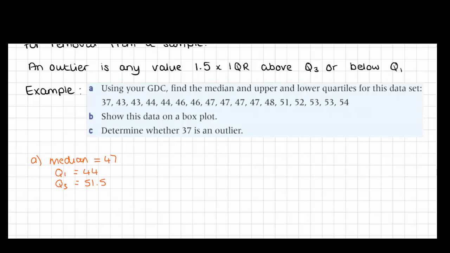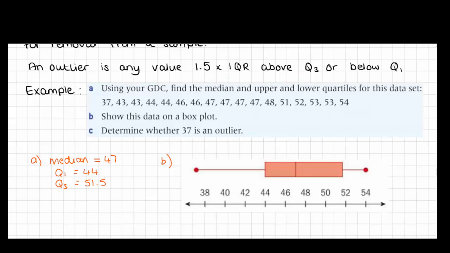Now with these numbers and our maximum and minimum, we can do part B, which would be to draw the box plot. Here is one I prepared earlier, and remember, with the box plot, this value at the end here is your minimum, so that's 37. The value at the end of the box is the quartile 1. The line is the median. The edge of the box is quartile 3, and the number at the end is the maximum value.